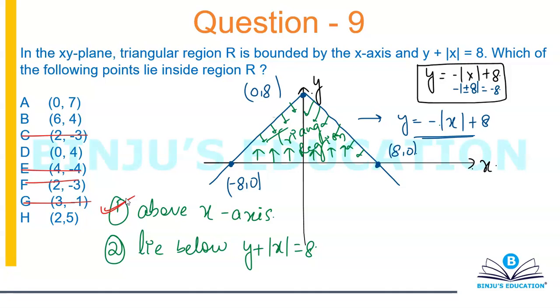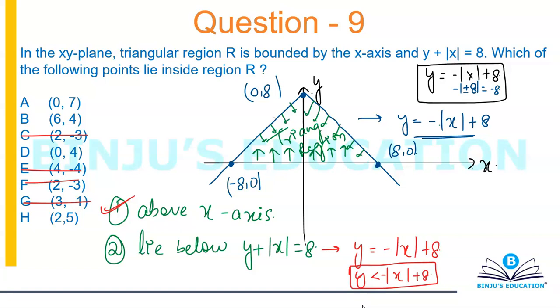Now if the point lies below y plus mod x is equal to 8, I can rewrite this as y is equal to minus of mod x plus 8. If a point lies below the line, then the coordinates of that point are supposed to satisfy this inequality, that is y is less than minus of mod x plus 8. So I just have to plug in the values and verify.